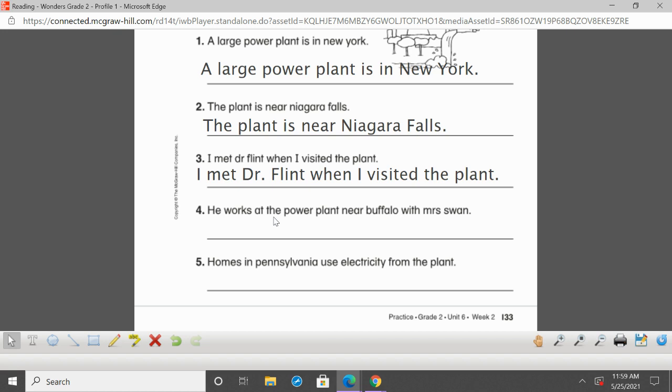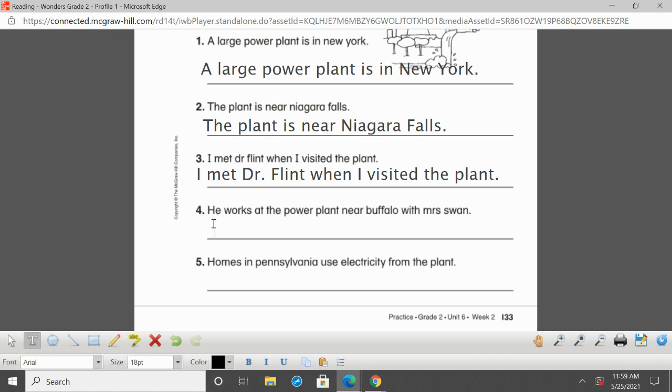The title Doctor is abbreviated with a capital D and a period, and then Flint also needs to be capitalized, capital F. All right, number 4, I want to challenge you to try. Underneath 3, go ahead and write 4. He works at the power plant near Buffalo with Mrs. Swan. I want you to take a minute and think about what needs to be capitalized here. What names and titles need to be capitalized? Go ahead and pause me and write your answer on your paper. Once you have your answer, unpause me and we'll talk about it.